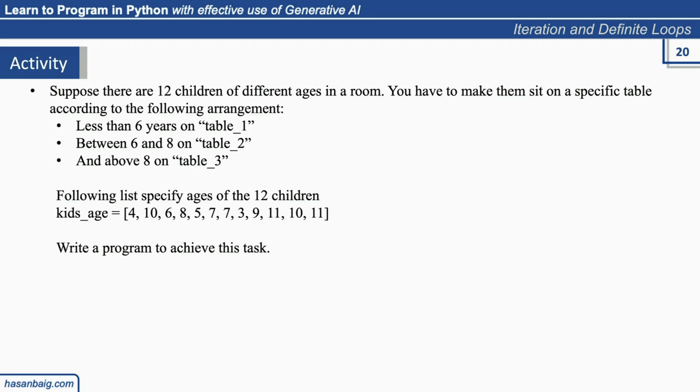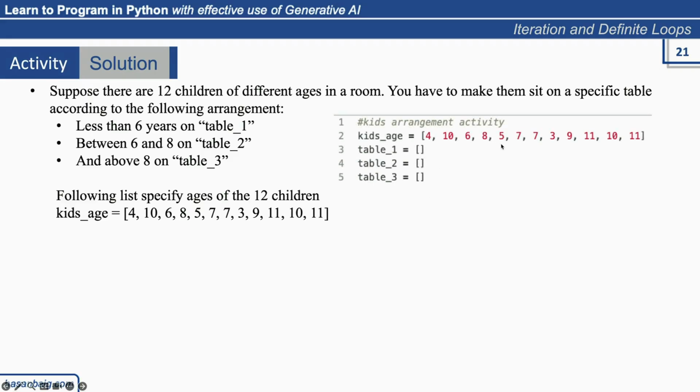It will be a container because table 1 may have multiple kids placed on the same table, which means that table 1 may contain more than one kid, more than one value. Similarly, table 2 and table 3 are also containers, a list. First of all, you have been given kids underscore ages, so you would write it here, of course. Table 1, table 2 and table 3 are empty lists.